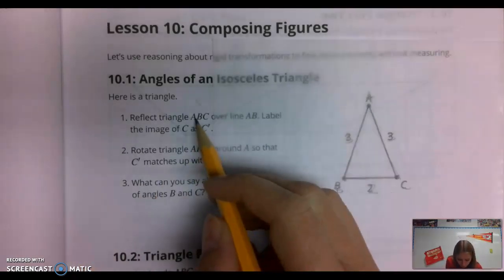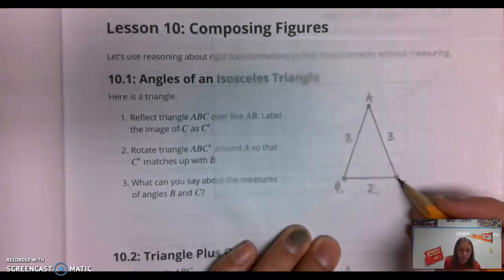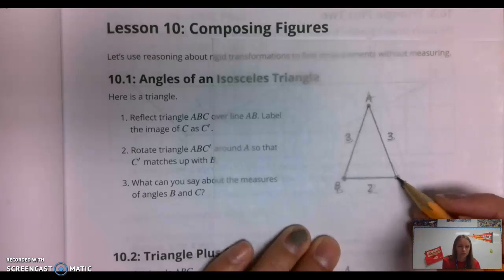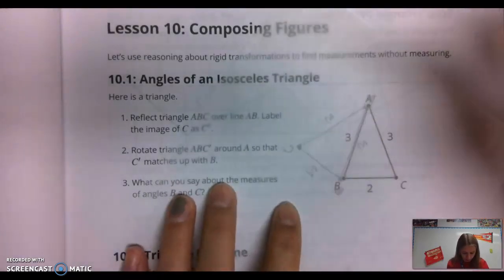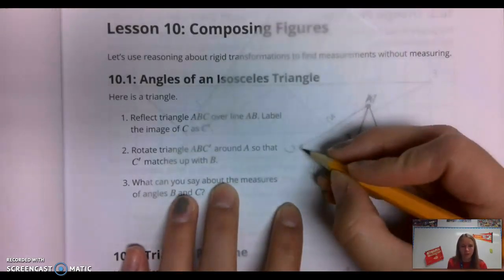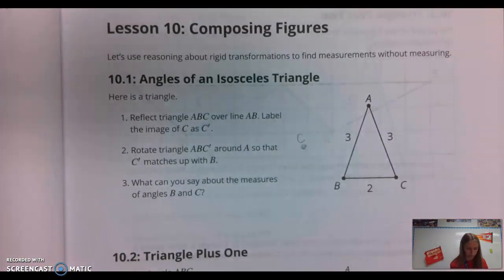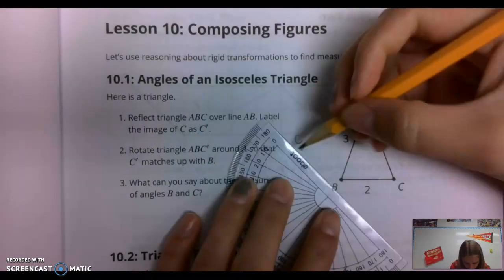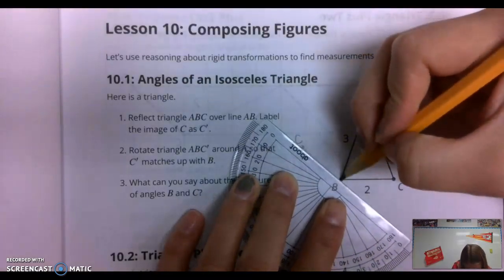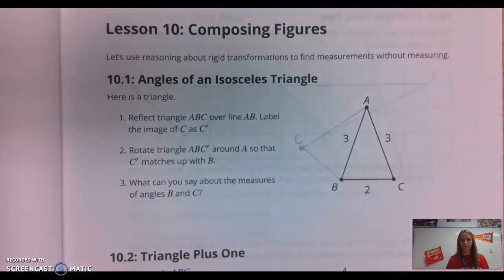Now it says reflect triangle ABC over line AB. And so when I do that, whatever the new image of C is, I'm going to label C prime. Okay, so I'm going to reflect this over so that AB is still on AB. And then right here is my new C point. Alright, so I'm going to draw that triangle here. Okay, so that's what we did, and we're labeling that C prime.